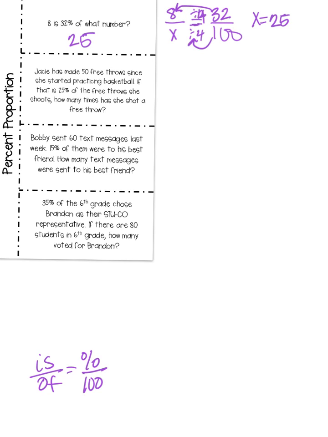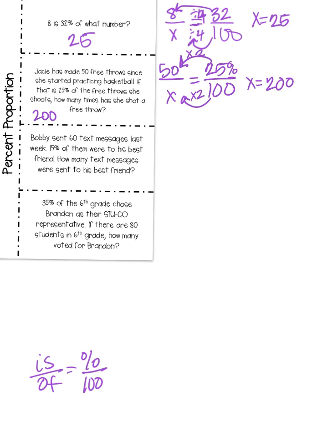So we have fraction bar, equal sign, fraction bar, 100. She has made 50, so that's the is, and that was 25%, right? Okay, so you're going to work this one backwards again. What did you do to this 25 to get 50? Times 2. So I'm going to times 2 here. So x equals 200. So we're saying that she shot 200 free throws.